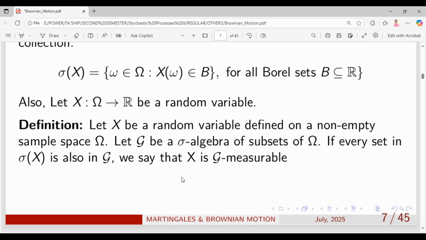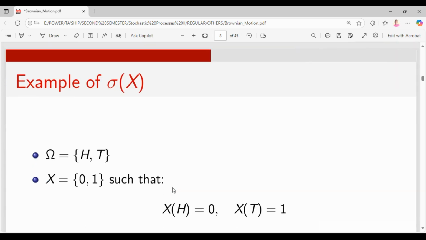Good. So let X be a random variable on a non-empty sample space, that's omega. Let G be a sigma algebra of subsets of omega. If every set in the sigma algebra generated by X is also in G, we say that X is G-measurable. That is, the sigma algebra generated by X contains all the information to measure the randomness of X, right? Good. That's how measurability is defined.